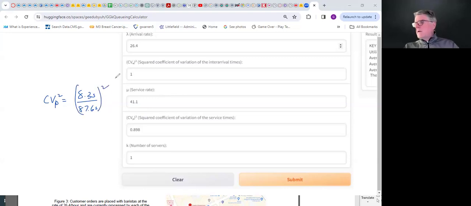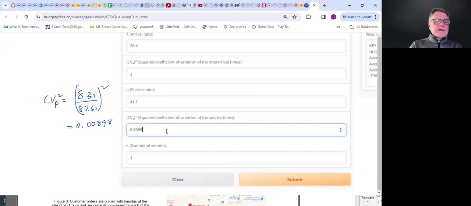This is just a numerical calculation. And when I square this, I'm getting 0.0089, and you can put in an 8 at the end there if you want. So let's do that: 0.00898, and I hit submit.